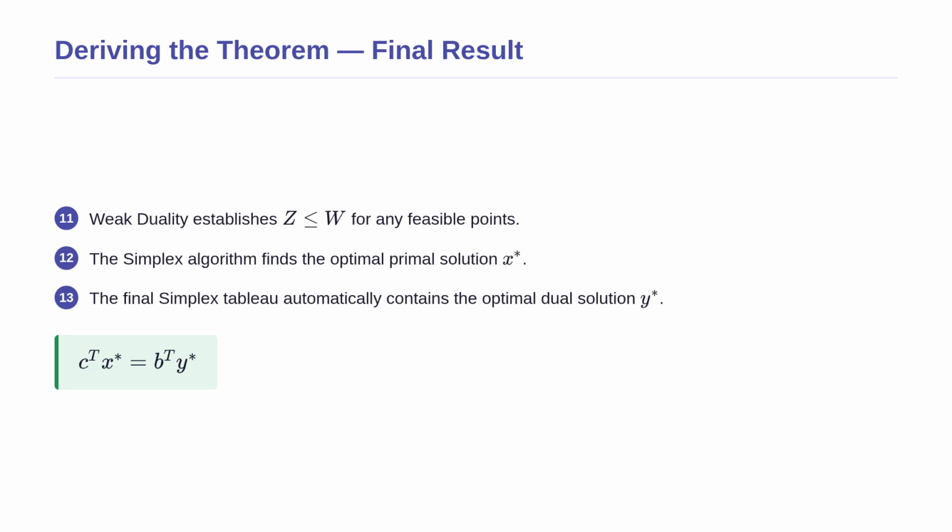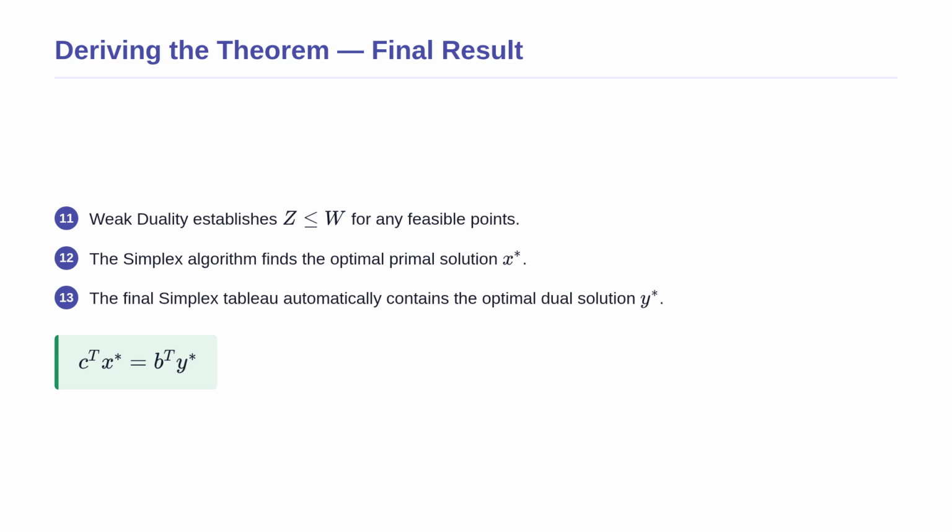This brings us to the final conclusion of our proof. We just established that for any valid production plan, profit is less than or equal to cost. But what happens at the absolute best, optimal points? When we use the simplex method to solve the primal problem, the algorithm searches for the highest possible profit. When it finds the optimal primal solution, X star, a beautiful thing happens.